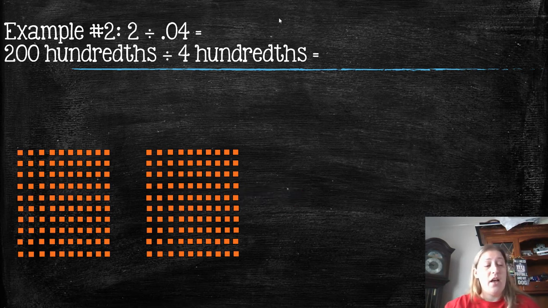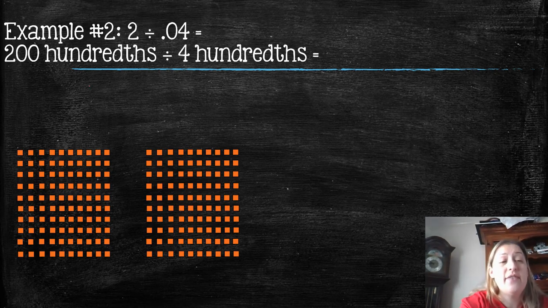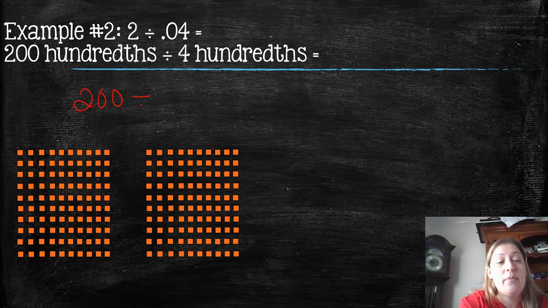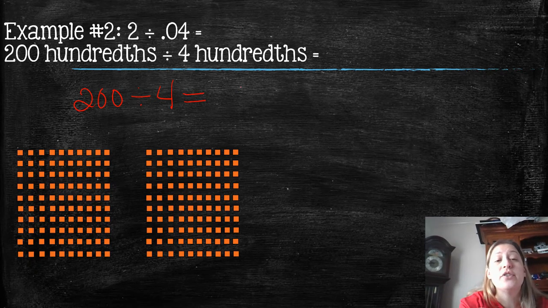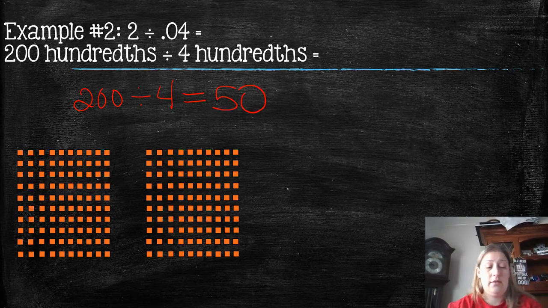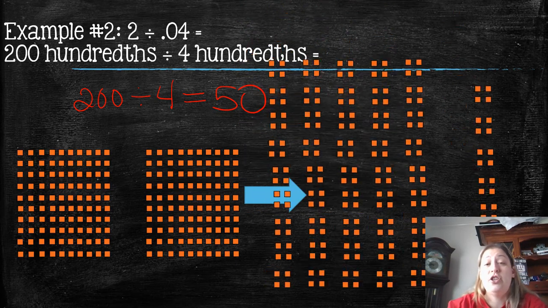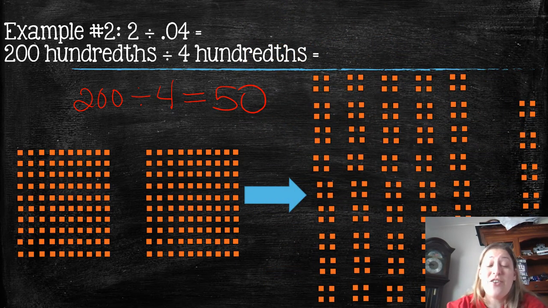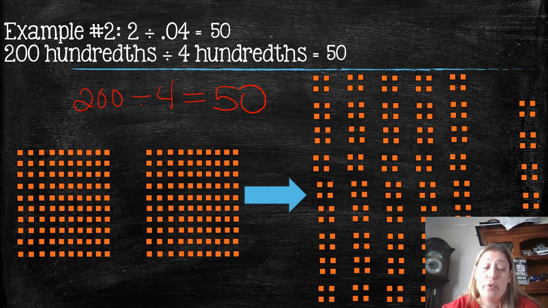So how many groups of 4 hundredths can we make with 200 hundredths? Let's think about it. We can think of this as 200 divided by 4, which equals 50. And I can show that to you with all of these little squares. There are 50 groups. There's 5, 10, 15, 20, 25, 30, 35, 40, 45, 50 groups. So when we divide two wholes or 200 hundredths into groups with 4 hundredths in each group, we are able to make 50 groups.